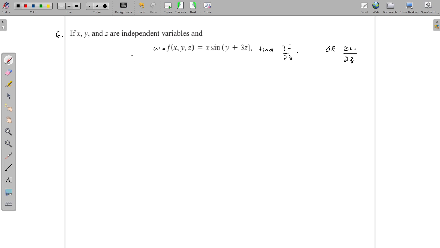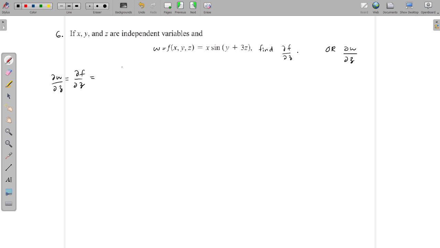How will you find this? In order to consider dou f by dou z, which is the same as dou w by dou z, we need to consider the other two independent variables as constants. So this is the derivative of this expression by taking x and y as constants and z is the only variable.